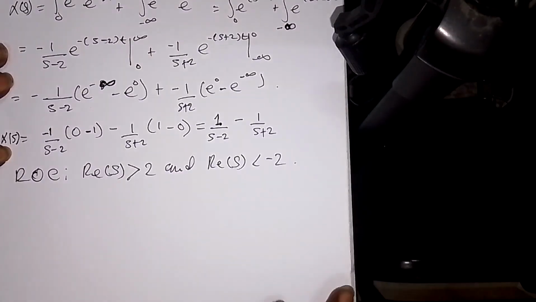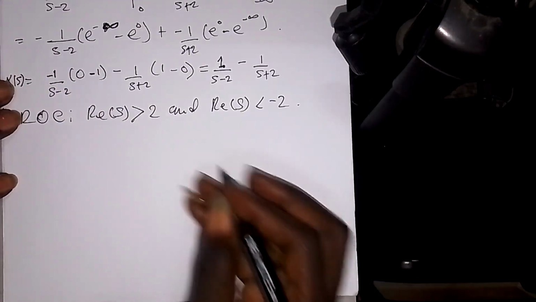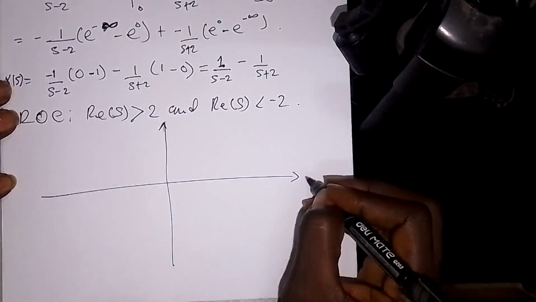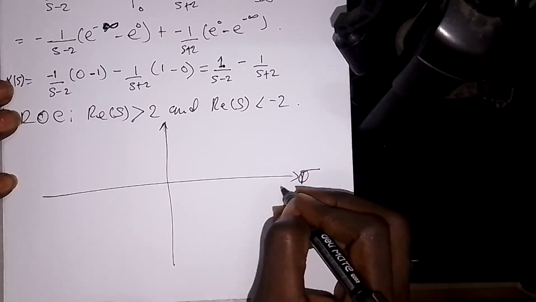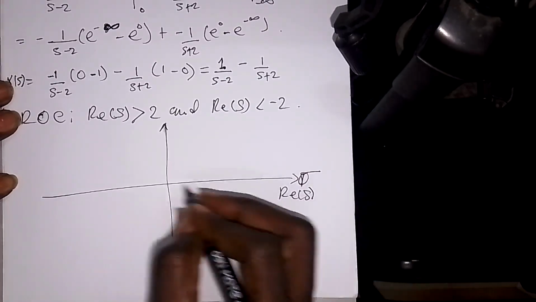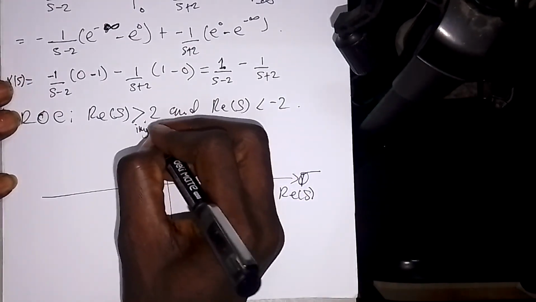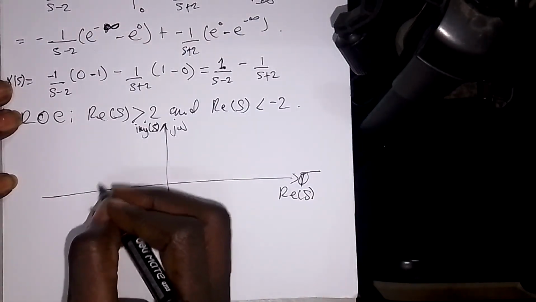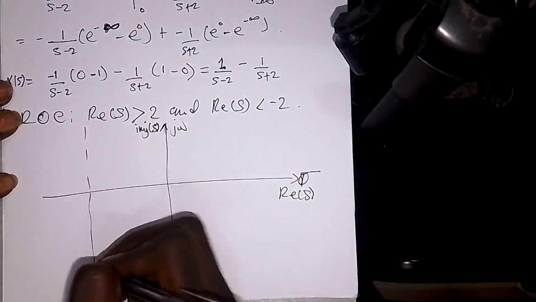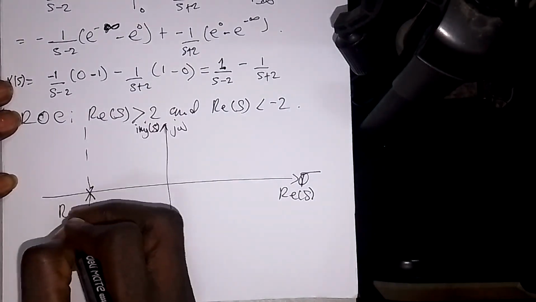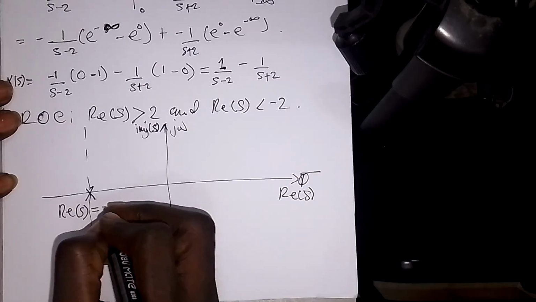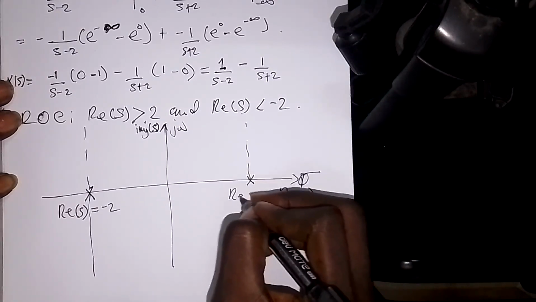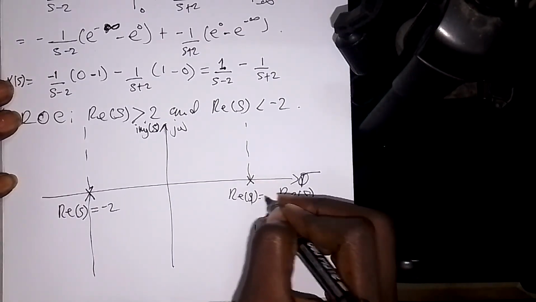So from here I can just draw my axis. Here is sigma, which is called real of s, and here is imaginary of s, which is also called j omega. Let me call here real of s equals minus 2, and then let me draw this one here, real of s equals 2.